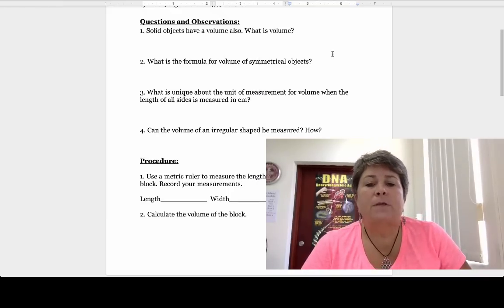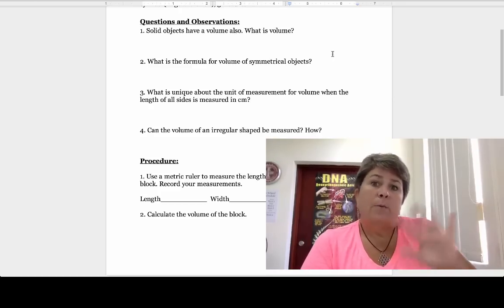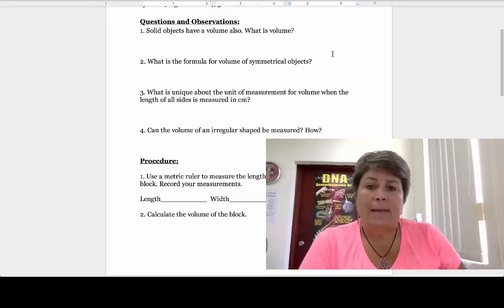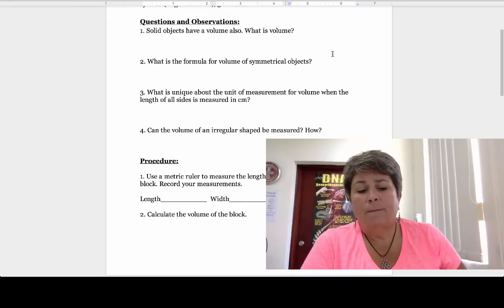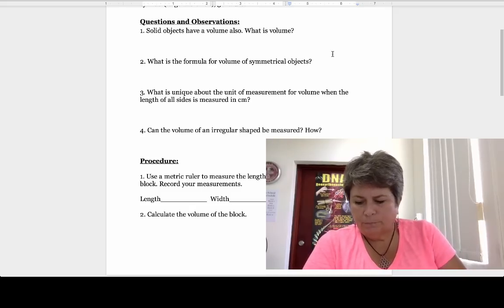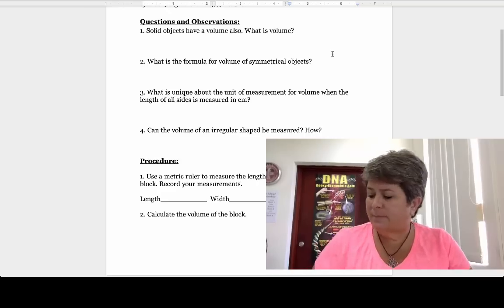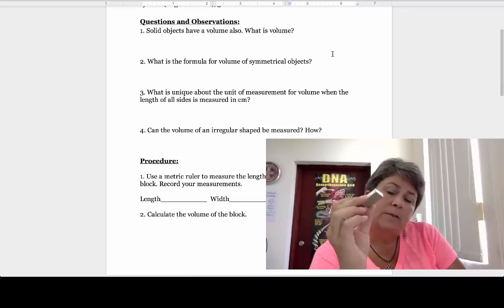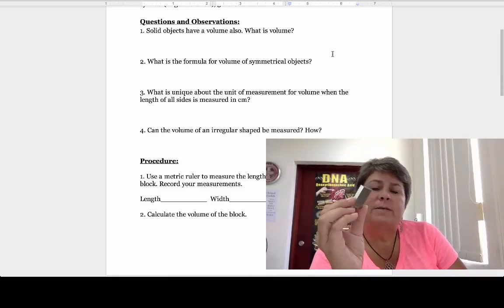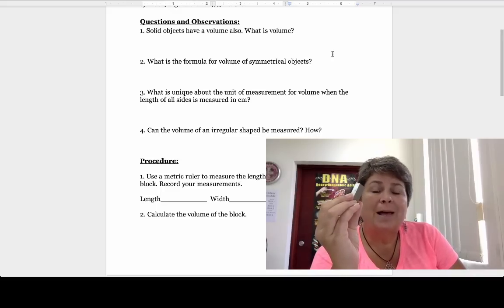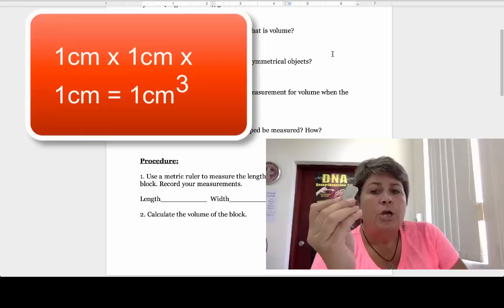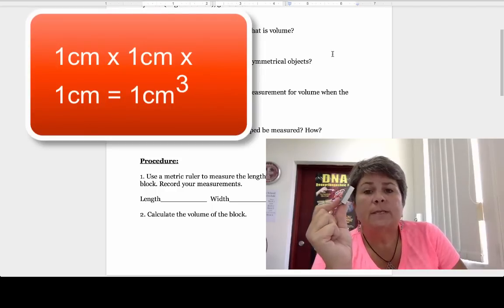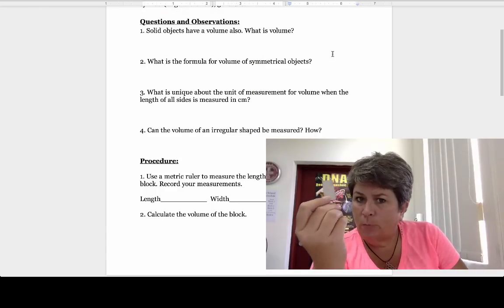Number 3, what's unique about the unit of measurement for volume when the length of all sides is measured in centimeters? I want to refer back to the first Measurement A lab video that you watched and remind you that because volume is the amount of space that something takes up, volume is three-dimensional. It's cubic. So if you measure all the sides in centimeters and you multiply length times width times height, you are multiplying centimeters times centimeters times centimeters. So your answer is going to be in cubic centimeters.